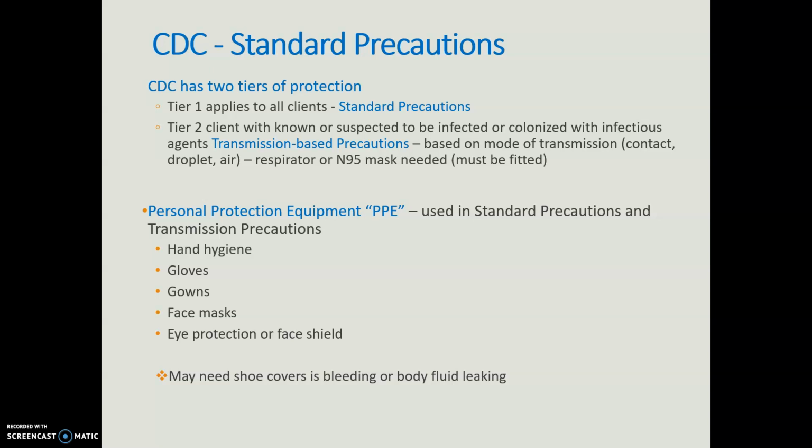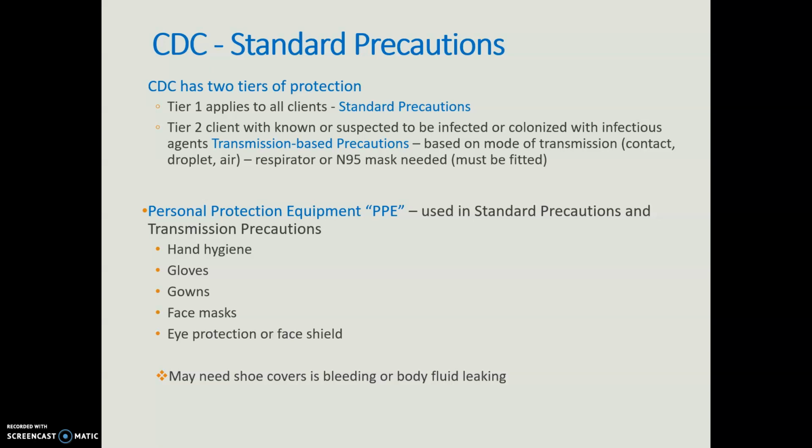But tier 2 is when we're dealing with patients or clients that we know or strongly suspect are infected or have a colonized infectious agent on board. And we base these precautions on the mode of transmission. Contact, meaning we don't want to touch the skin or the patient themselves. Droplet, meaning the moisture that's going through the air when the patient breathes or coughs, or just air in general. And then there's body fluid: urine, blood, fecal material, and so forth. It talks here about a respirator or an N95 mask. Those are high-level airway protection. You have to be fit tested for those.